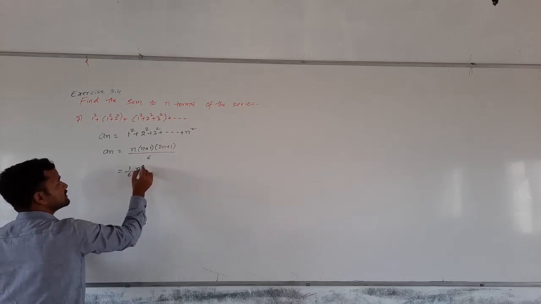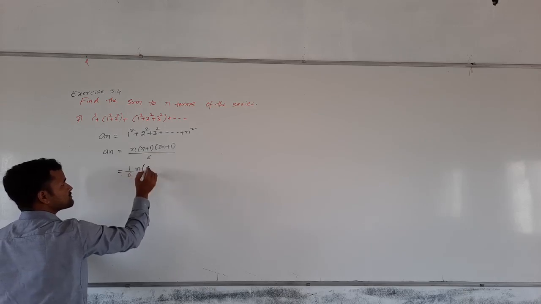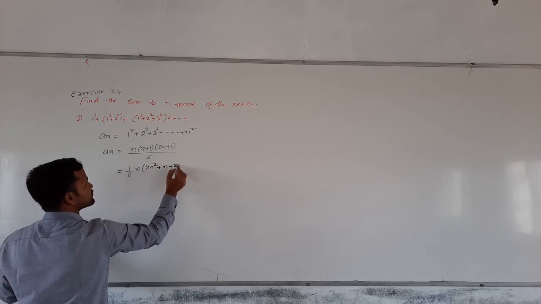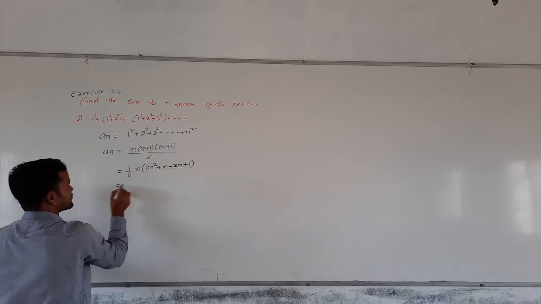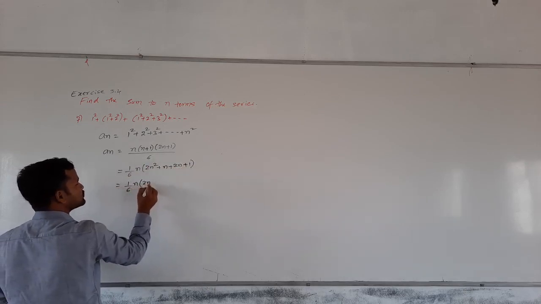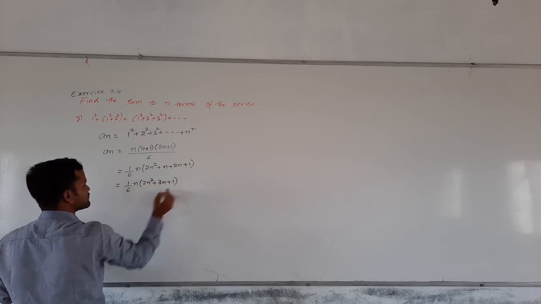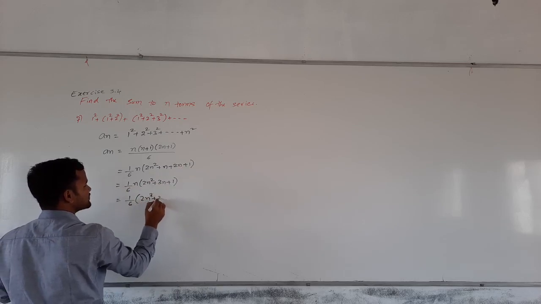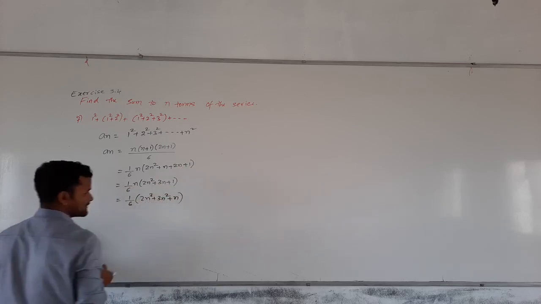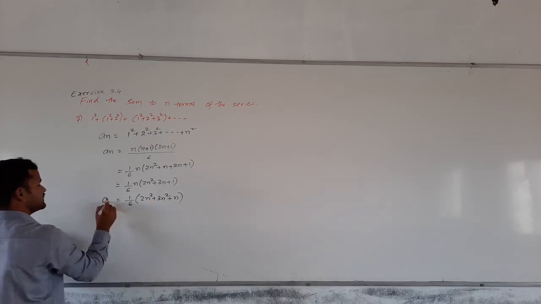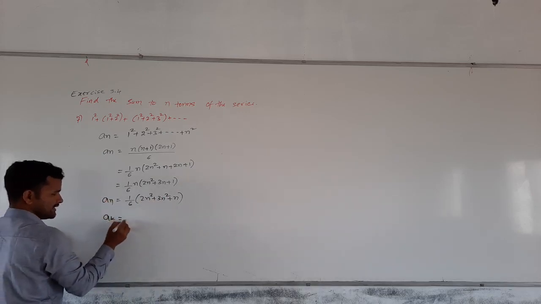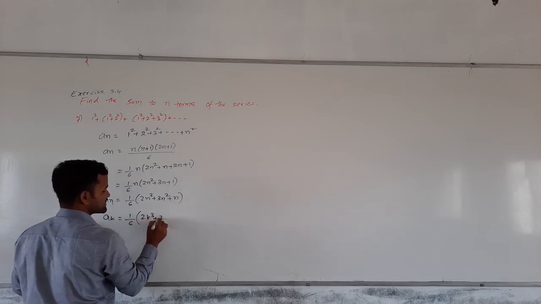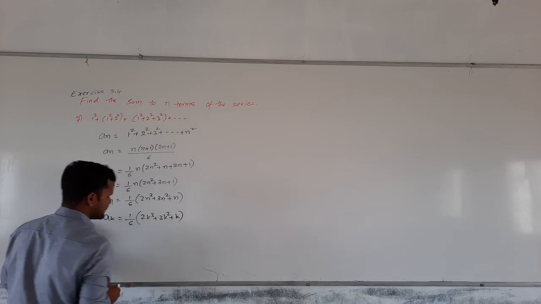n into n plus 1, I am multiplying with 2n plus 1: n into 2n is 2n square, n into 1 is n, 1 into 2n is 2n, plus 1. So it is 1 by 6 into n into 2n square plus 3n plus 1. Multiplying n with these two, 1 by 6 into 2n cube plus 3n square plus n. Okay, this is what an is. ak is nothing but 1 by 6 into 2k cube plus 3k square plus k.